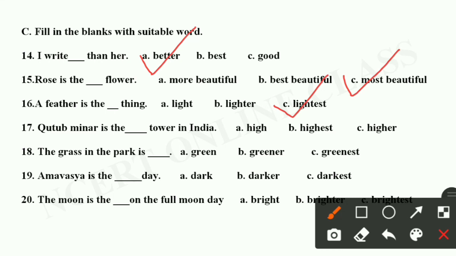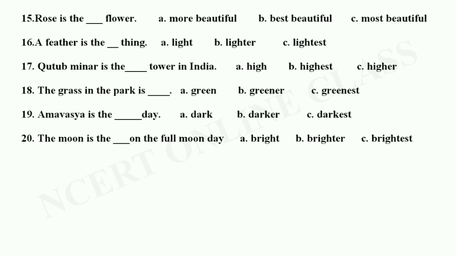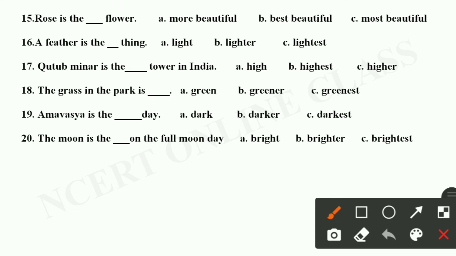Then Qutub Minar is the dash tower in India. We know that Qutub Minar is very tall, so it is highest. Qutub Minar is the highest tower in India. So option B is the correct answer. Okay. Next number 18. The grass in the park is dash. A green, B greener, C greenest. We know that grass is very green, so there is no other option. So option A is the correct answer. The grass in the park is green.